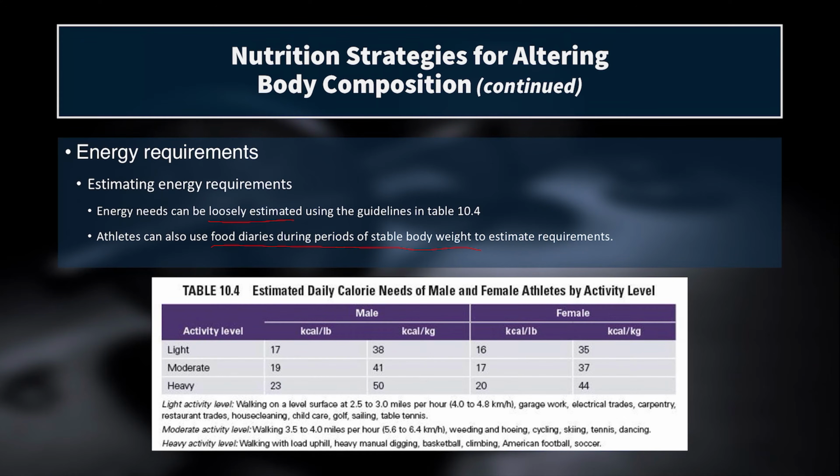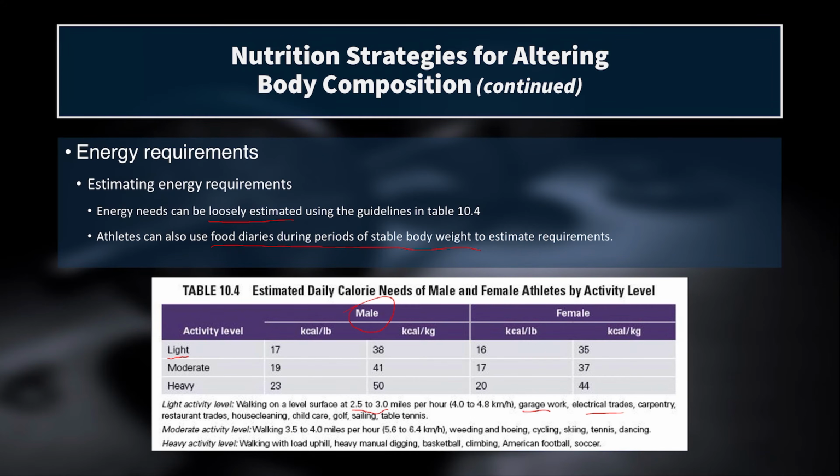Or we could use this table. So we take a look at this table, looking at light activity levels. So if you are a male who has light activity for the day, this would include walking slowly, garage work, electrical trades, carpentry. So you're moving, but it's all sort of gentle movement. Maybe you bus tables at a restaurant. Maybe you do house cleaning, maybe it's childcare, which, don't get me wrong, all these things can make you tired, but it's considered light activity levels. Then if we're going by kilograms, you should be taking in 38 calories per kilogram of body weight per day on top of your resting metabolic rate.